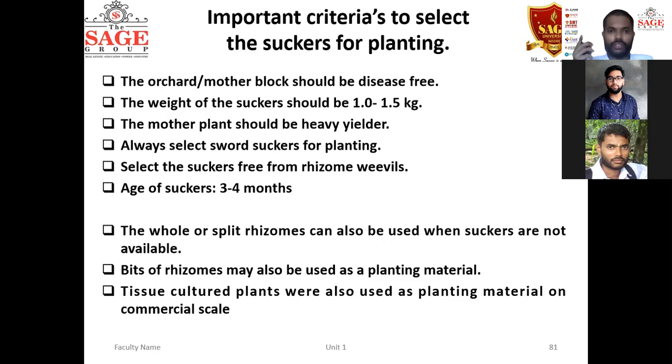So the whole or split rhizomes can also be used when the suckers are not available.